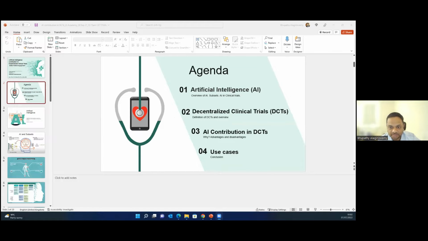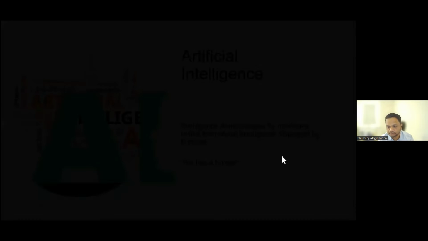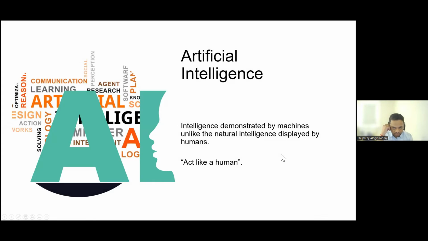Okay, so we will cover an overview of AI and its subsets, what AI is in clinical trials, and how it accounts for DCTs and how they merge together, and we can see some use cases. In very simple terms, AI acts like a human: it is the intelligence demonstrated by machines, unlike the natural intelligence expressed by humans. Whatever information we provide, it can adapt, reason, and then give us a predictable outcome.